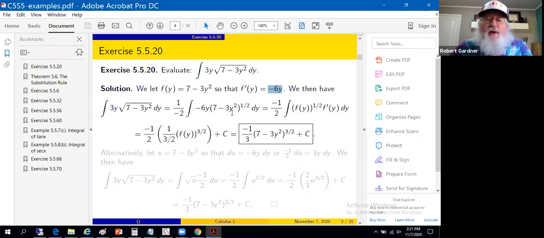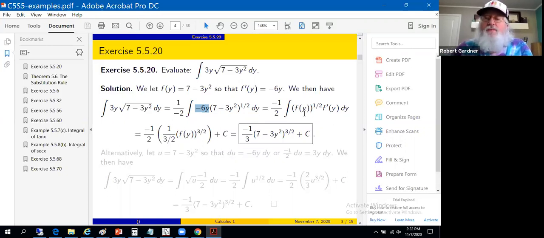Here's the f of y function raised to the 1/2 power. So what we've got is negative 1/2 f of y to the 1/2. That's this part here. This part here, the negative 6y, that's the f prime of y. So we get f of y to the 1/2 times f prime of y, integral with respect to y. That's what we were talking about a second ago.